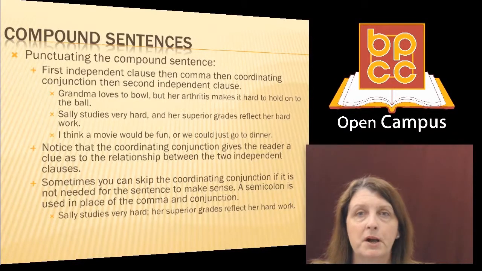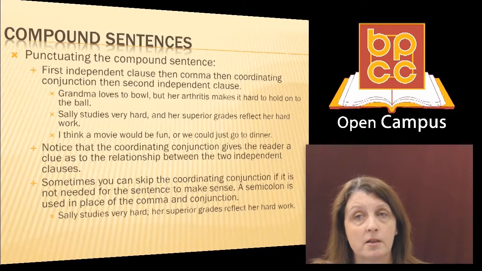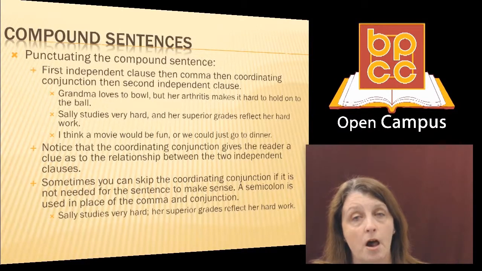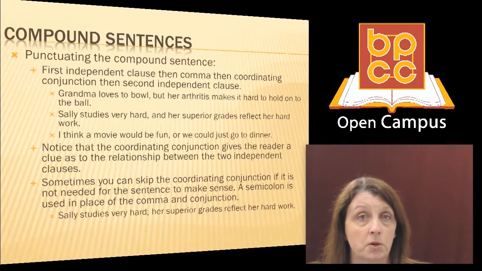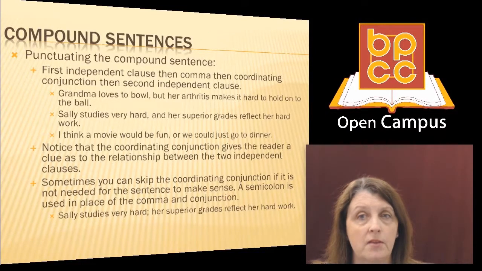For example, punctuating a compound sentence. Think about it as a mathematical formula. First you have the independent clause, then the comma, then the coordinating conjunction, then the second independent clause. Add them all together, that is a compound sentence. Here's some examples. Grandma loves to bowl, but her arthritis makes it hard to hold on to the ball. We have our first independent clause, Grandma loves to bowl. Then we have a comma. Then we have a coordinating conjunction, one of the 7 fanboys. And then we have our second independent clause. So we have a compound sentence that is punctuated correctly.